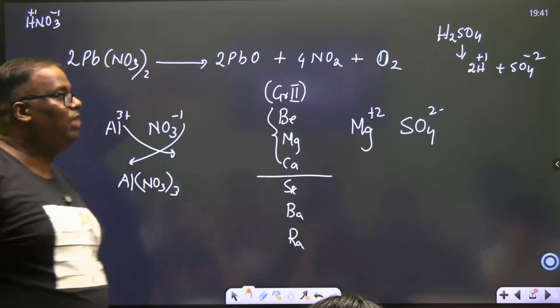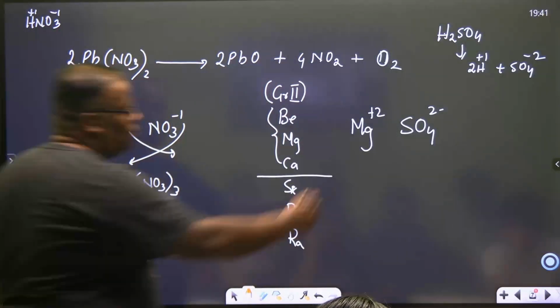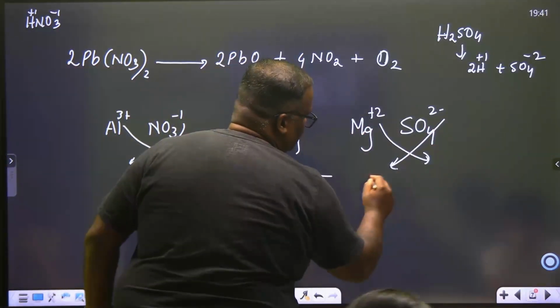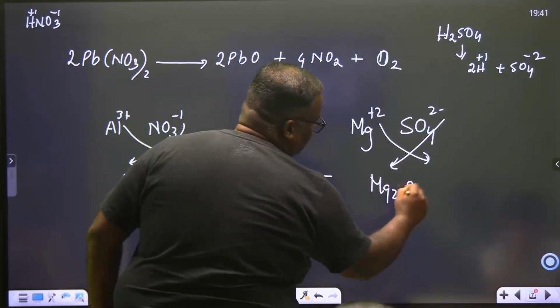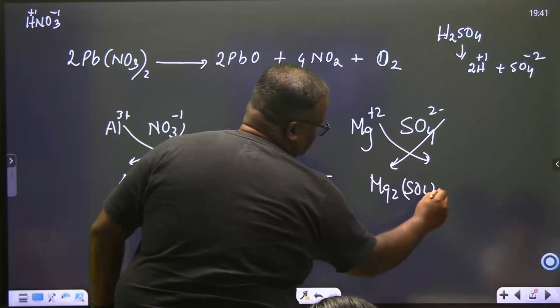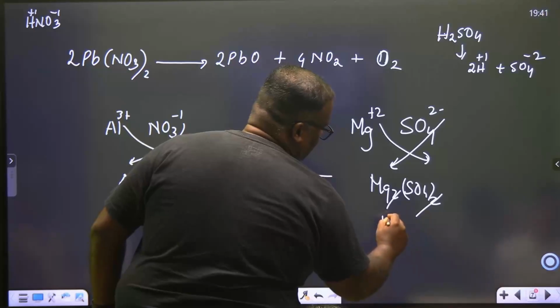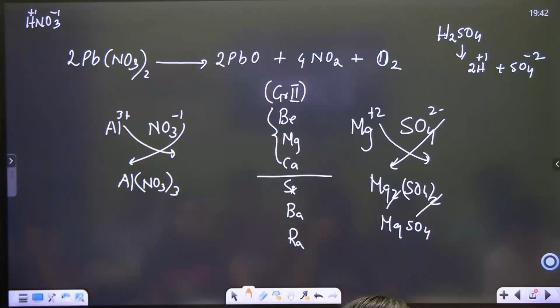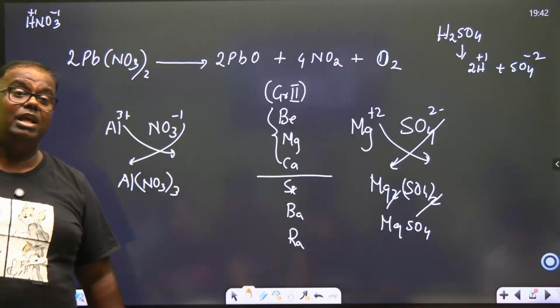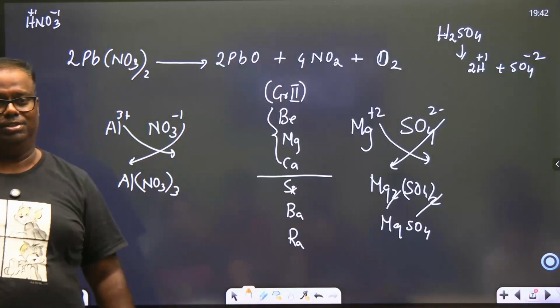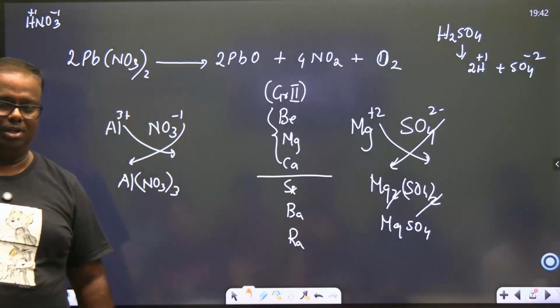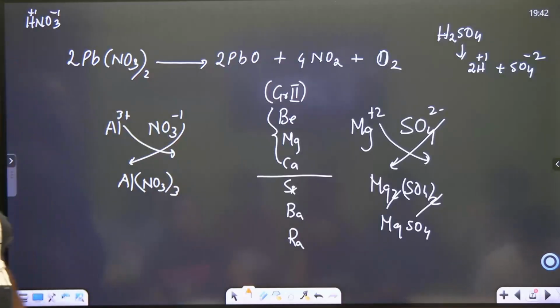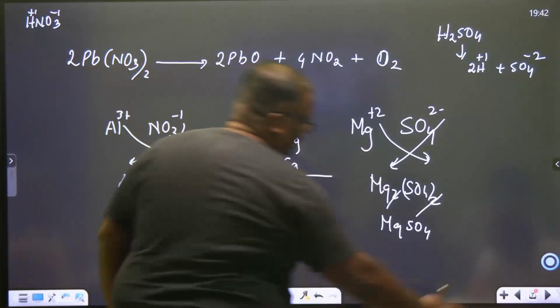Now see Shreya, you do the same formula out here. The formula is Mg2SO4 2, but 2 and 2 cancel each other, so MgSO4. Had this been sodium, it would have been Na2SO4. Clear? So these three.